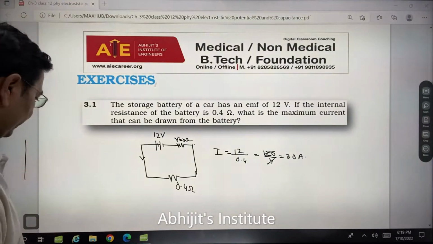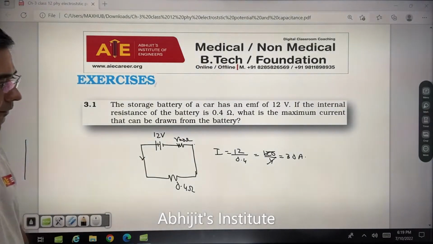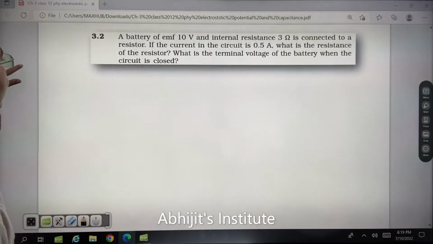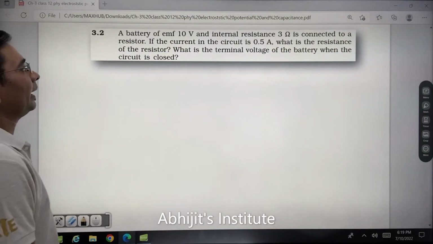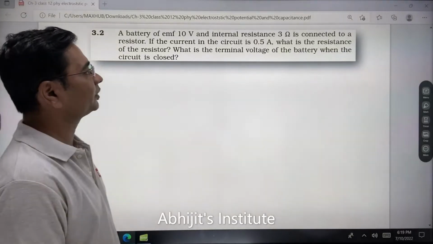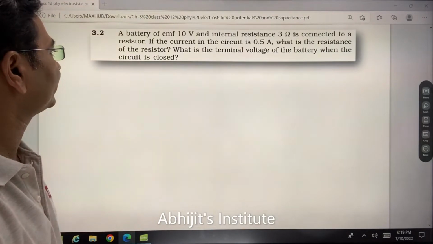So simple it was. Let's do the next one. Now let's see this. A battery of EMF 10 volt and internal resistance 0.3 is connected to a resistance.